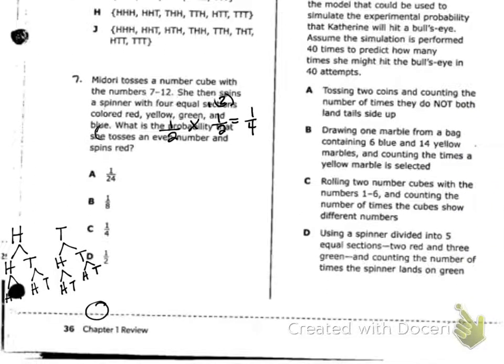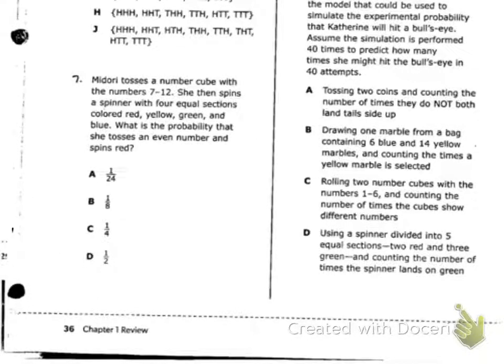Alright, next problem. Midori tosses a number cube with the numbers 7 through 12. She then spins a spinner with 4 equal sections colored red, yellow, green, and blue. What is the probability that she tosses an even number and spins red?